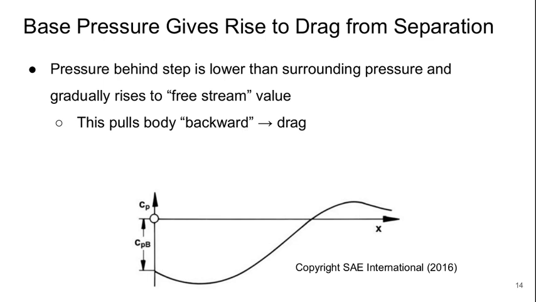The mechanism from all of this that actually gives rise to drag, or at least one way to think about it, is the impact that it has on something called the base pressure. The base pressure is just the pressure on the surface facing upstream, behind that step. That surface pressure is lower than the surrounding pressure and eventually rises back to the free stream value. That essentially provides suction at the back of the body, so it pulls the body backward, and that's drag.